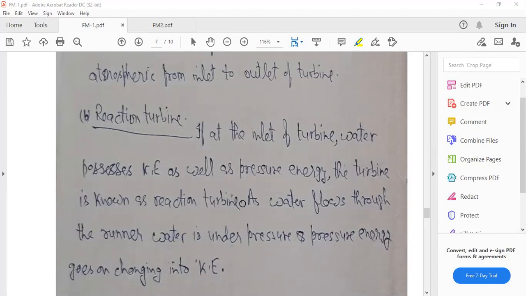Okay, this question is generally asked in the examination: what is the difference between impulse turbine and reaction turbine? This is the basic difference: in impulse turbine at the inlet we have only kinetic energy and pressure remains constant. While in reaction turbines at inlet we have kinetic energy and pressure energy, and as we move, the pressure energy goes on changing into kinetic energy. So the pressure is not constant in reaction turbines. This is the basic difference between reaction turbine and impulse turbine. This is the first basis, on the basis of energy at inlet.